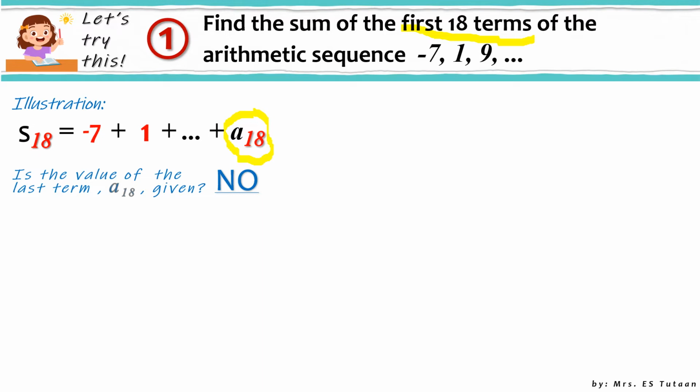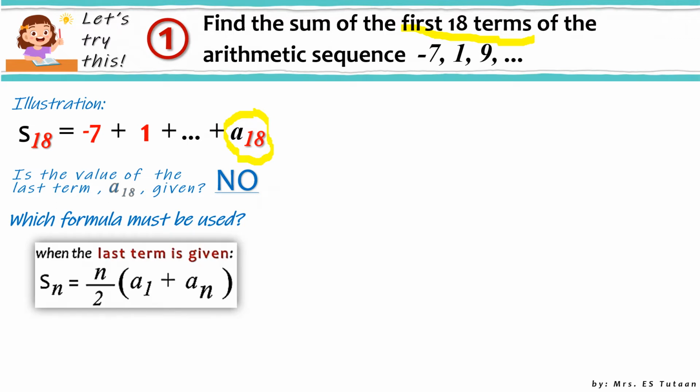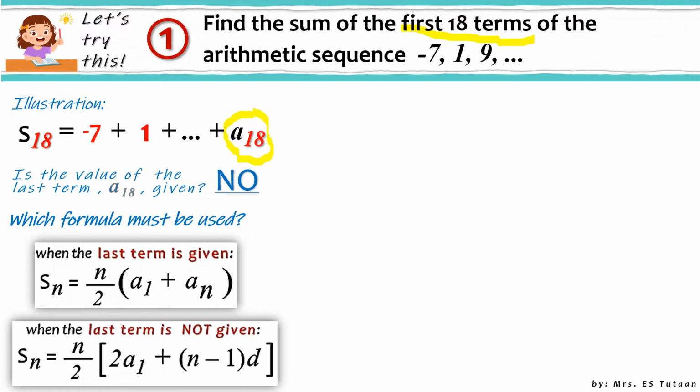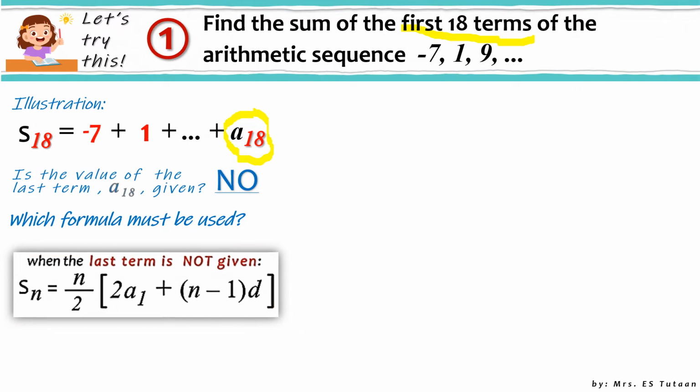So, ano ang gagawin natin? Anong formula ang gagamitin natin? Ito ba? When the last term is given, yan bang formula na yan? Or, when the last term is not given, yan bang formula na yan ang gagamitin natin? So, dahil hindi given ang last term, yang formula na yan ang ating gagamitin. Formula para sa the last term is not given. Okay. So, let's proceed to the solution.